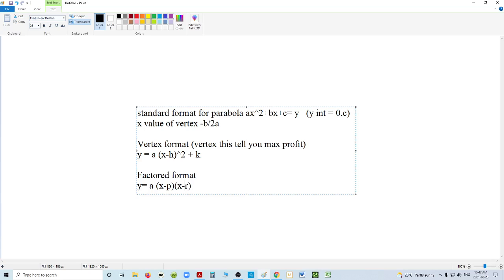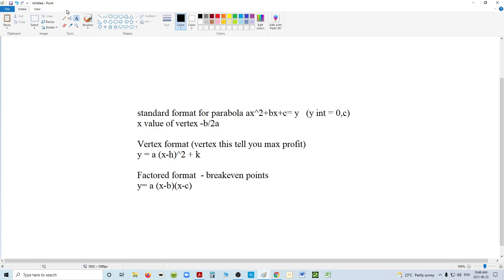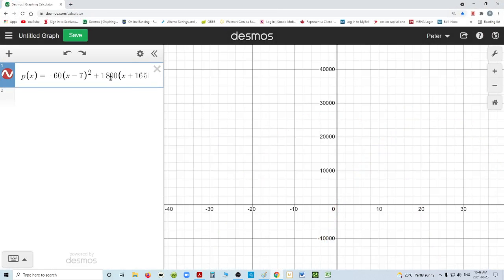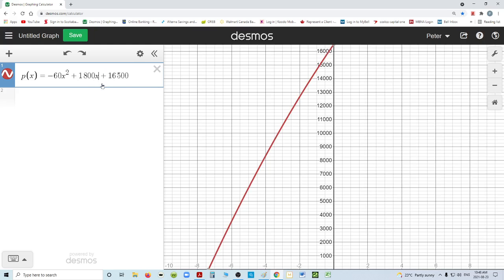But it doesn't matter what these letters are. We can just call them b and c if we want for now. And the factored format is obviously something you need to do if they ask you what the break-even points are. And that's why I bring it up. So you need to be very good at converting, because they're almost always going to give it to you in the standard format, as they've done here, right? Up here, before I screwed around with it, that's the standard format. So you need to be able to find the vertex out of that.